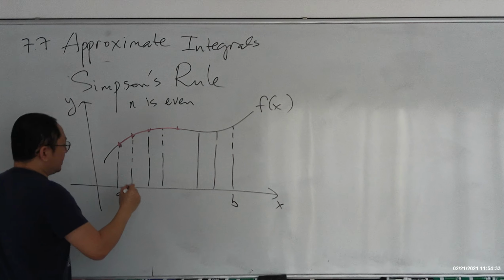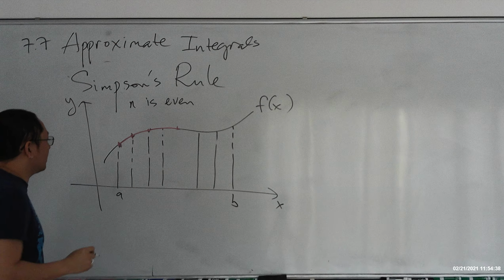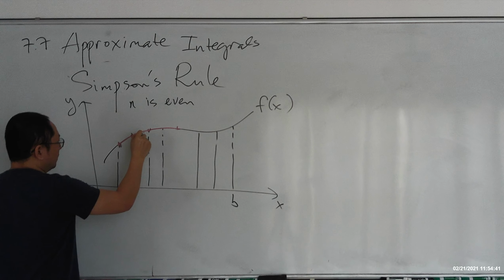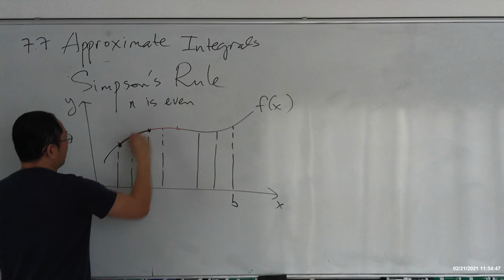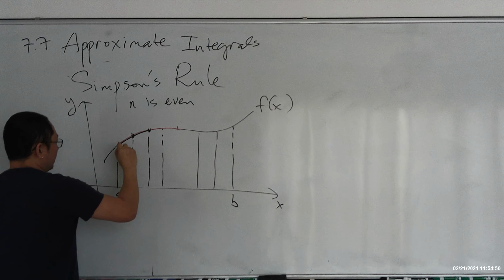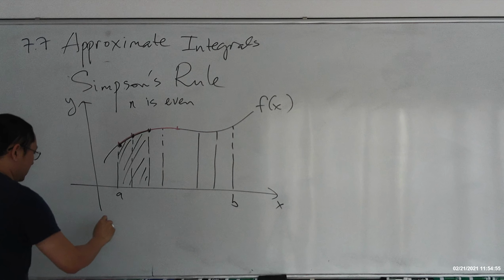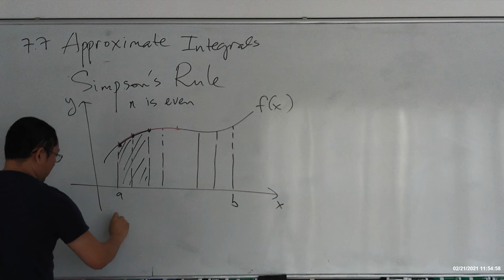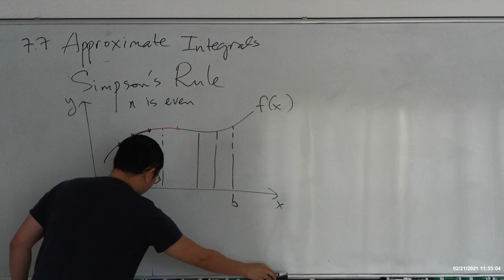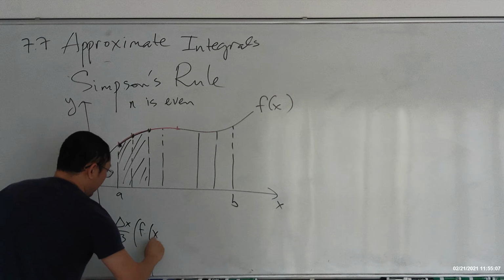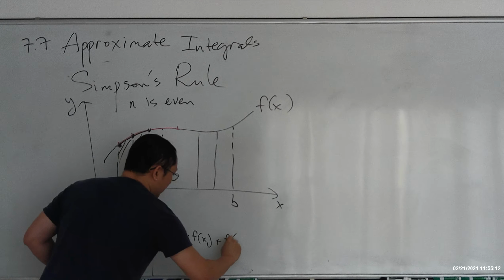And let me skip the calculation. You can read it in the book. It's not long, but I just try to focus on the main thing that you are going to need to do the approximation. The first 3 points right here, we can always find the parabola going through the 3 points, and the area for this region can be calculated approximately as delta x over 3 times f of x0 plus 4 times f of x1 plus f of x2.